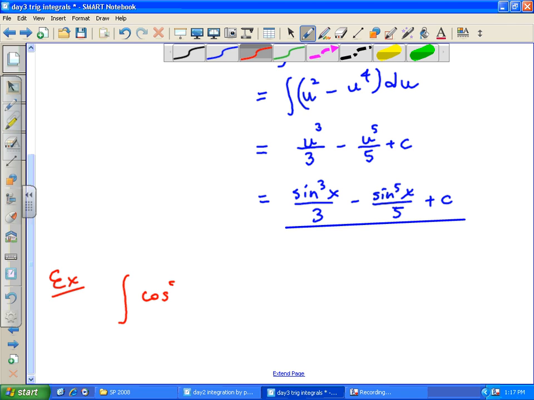cosine to the 5th power times the square root of sine theta d theta. And the variable doesn't matter. They could have put x instead of the theta. They could have put t or y. It just doesn't matter what variable they've used. Once again, I'd like to give you a few moments to work on this before we put the solution on the board.